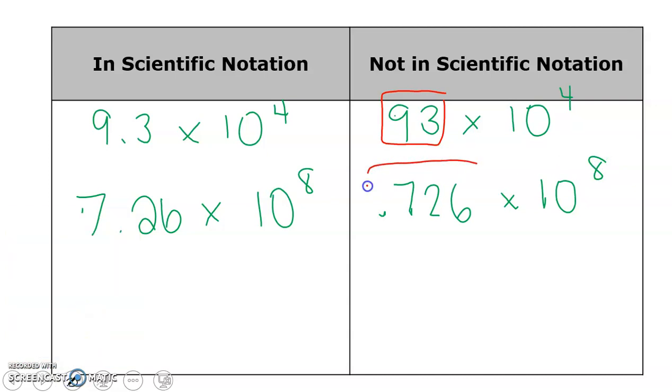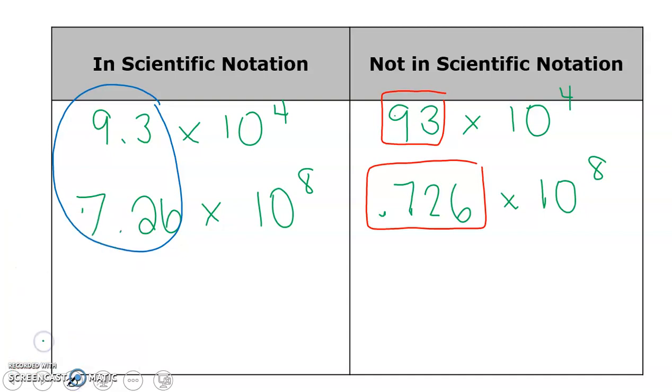This time the number out front is too small because it's smaller than 1. So in scientific notation, that number out front, like 9.3 or 7.26, is at least 1 and smaller than 10. Another example in scientific notation could be 4.3 times 10 to the 9th power.